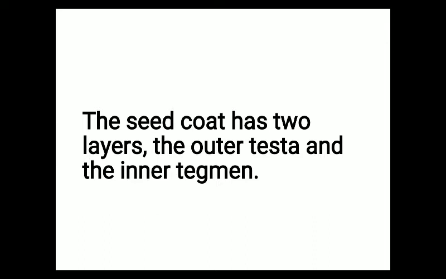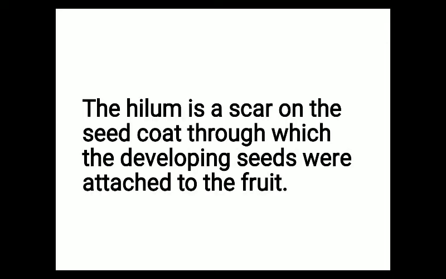So this is a very important slide. The seed coat consists of two distinct layers, the testa and the tegmen. Testa is the outer layer and tegmen is the inner layer. The hilum is a scar on the seed coat through which the developing seed was attached to the fruit.